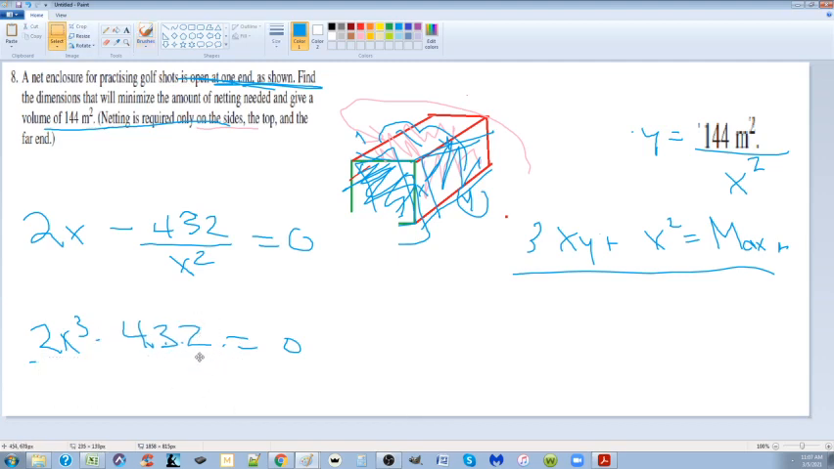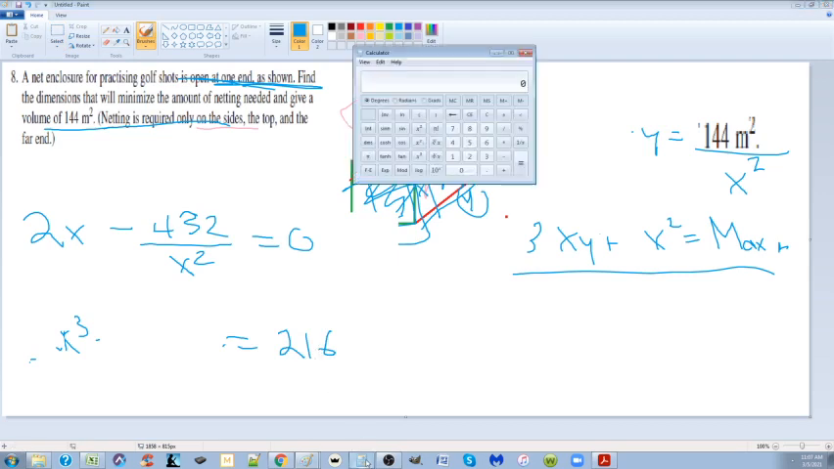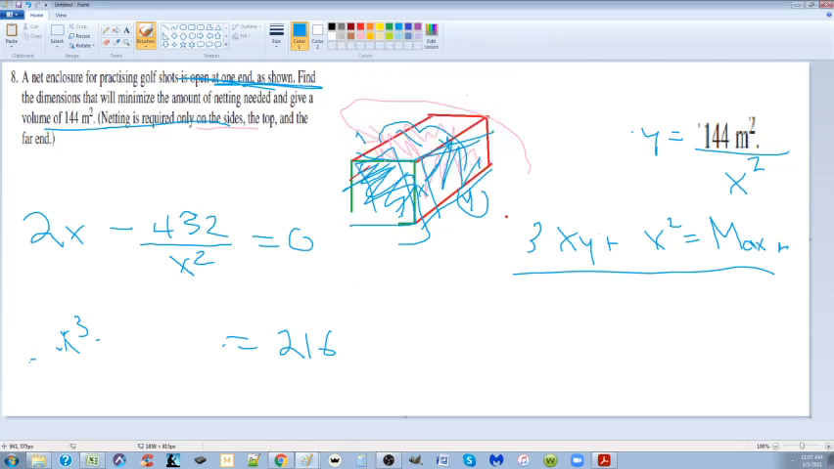I'm going to move this 432 to the other side and divide it by 2. I'm going to get 216. Now I'm going to take the cube root of that. I'm going to get 6. So that means this x value is 6, and this other x value is 6. To figure out my y value, I'm going to take 144 and divide it by x squared, which is 36.